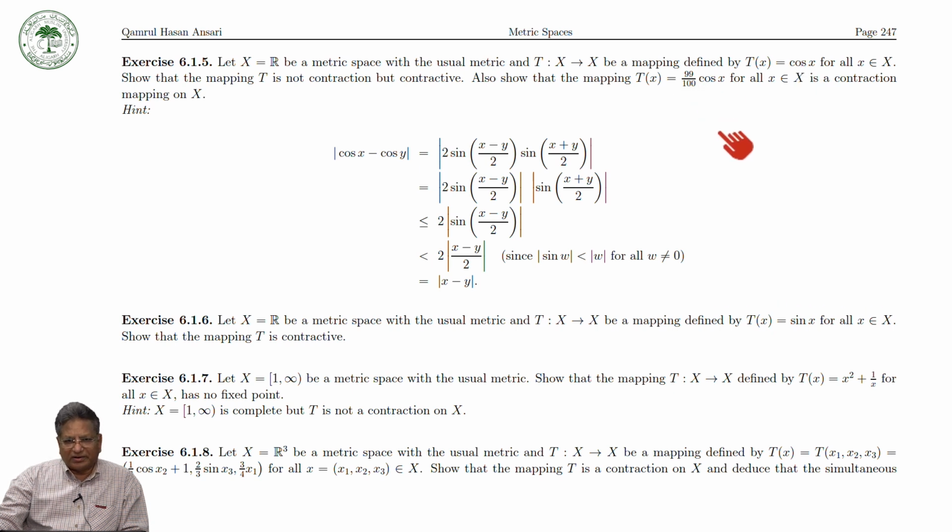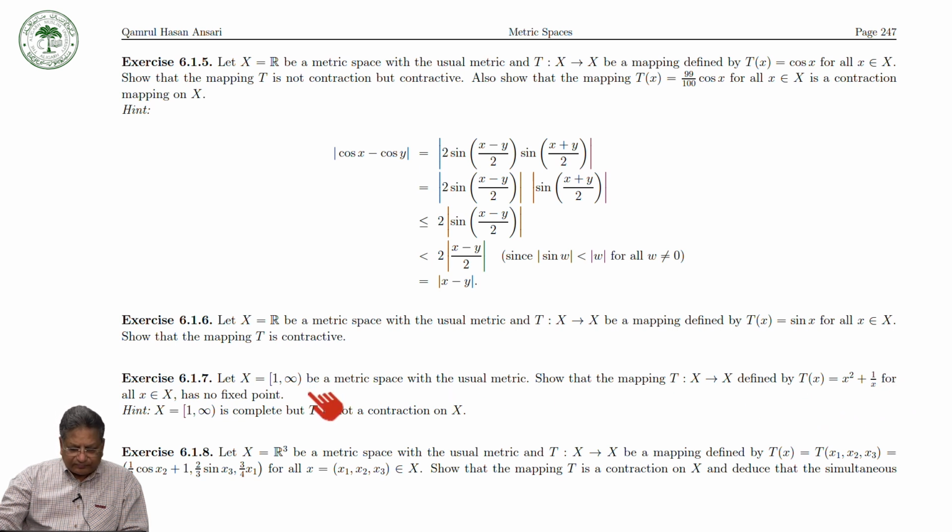Similarly, you can prove that the map sin x is a contractive map, but it is not a contraction. Again, to make this map a contraction, you will have to multiply by some term which is strictly less than 1. Now, the next exercise is where we consider X equal to the closed interval [1, infinity) with the usual metric, and T is defined as Tx = x/2 + 1/x for all x in X. Now, prove that this map has no fixed point.